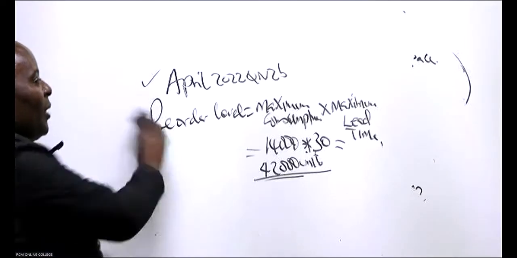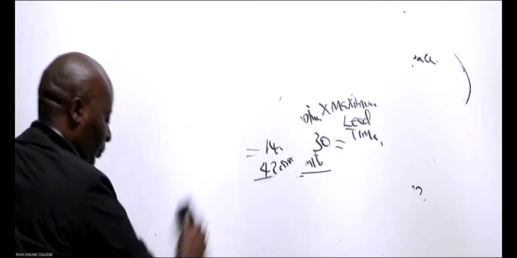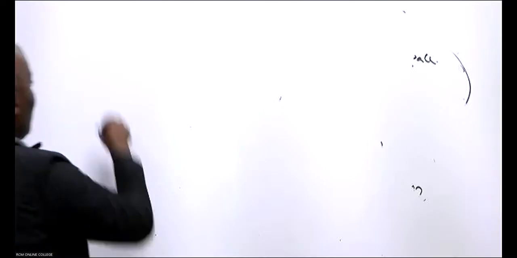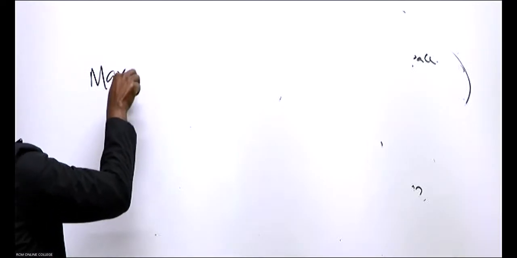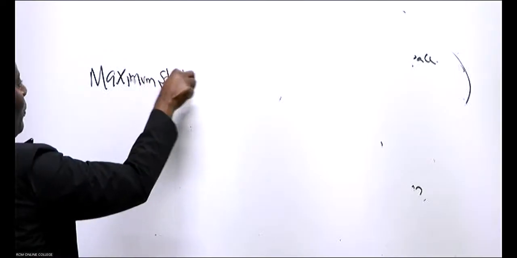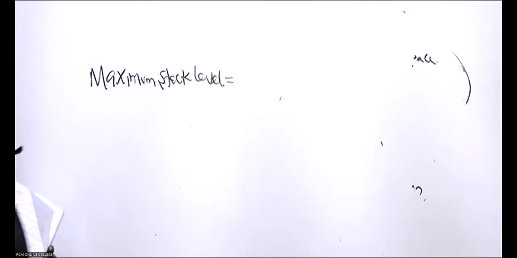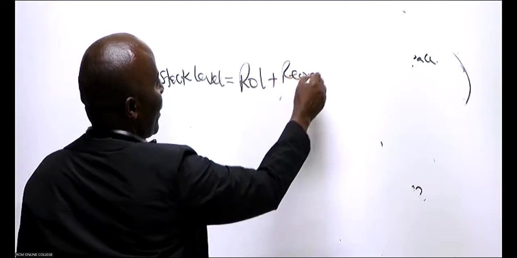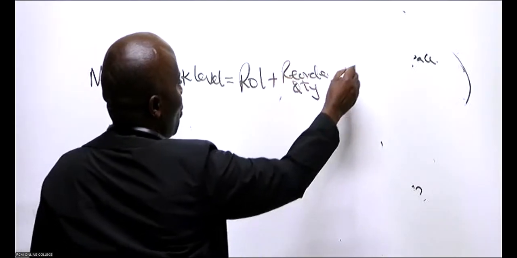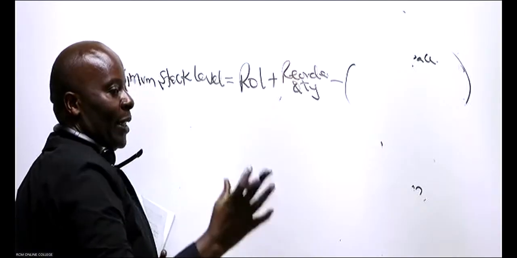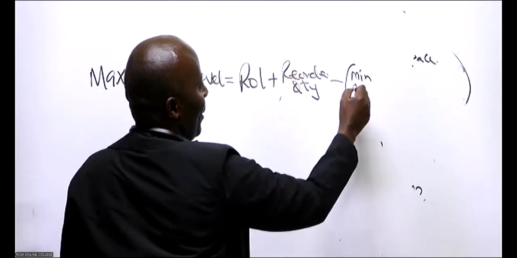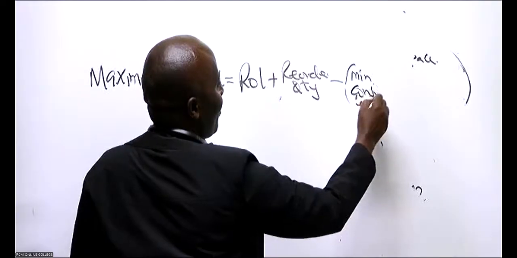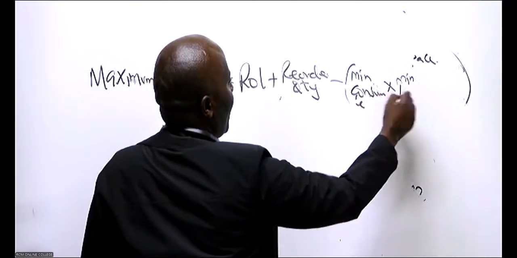So now we are calculating the maximum stock level. We've said it's reorder level plus reorder quantity. And to ensure it's maximum, we must use minimum consumption times minimum lead time.